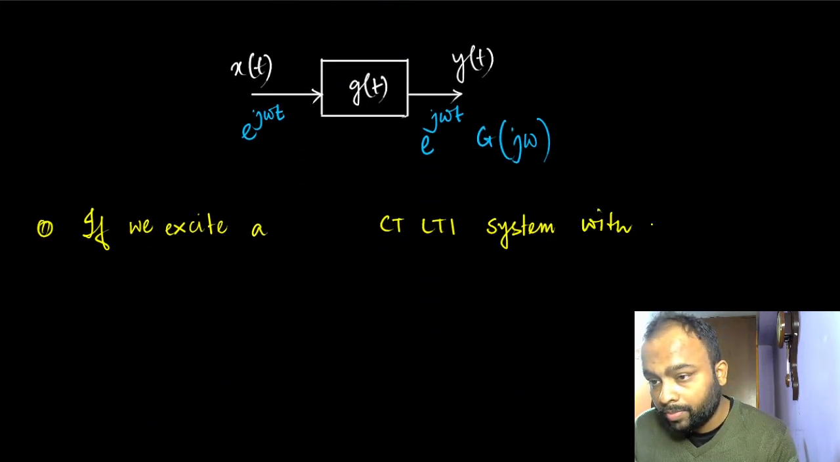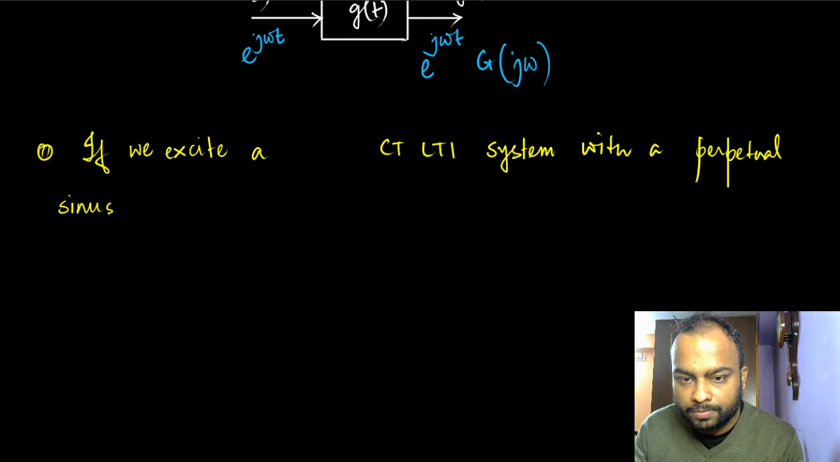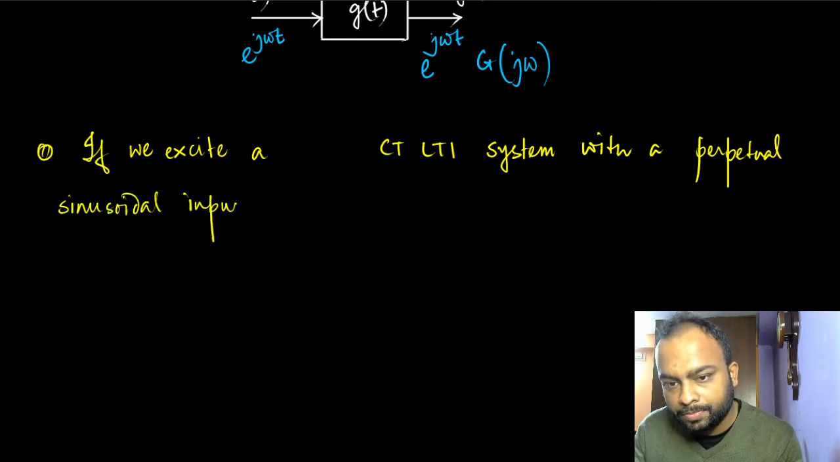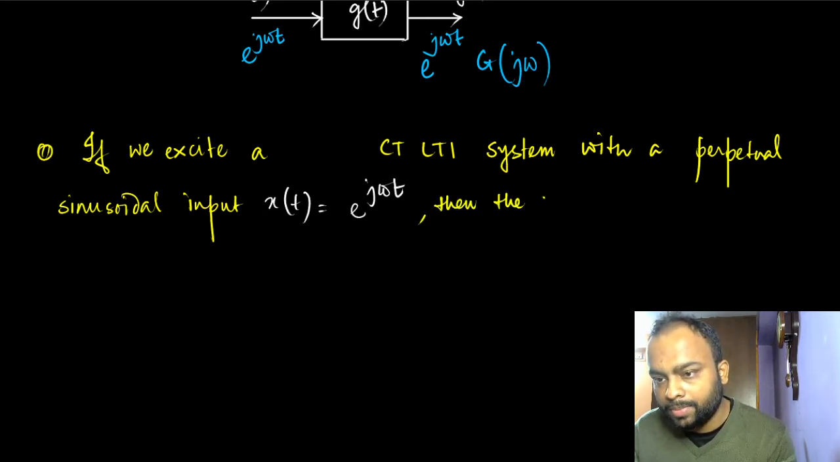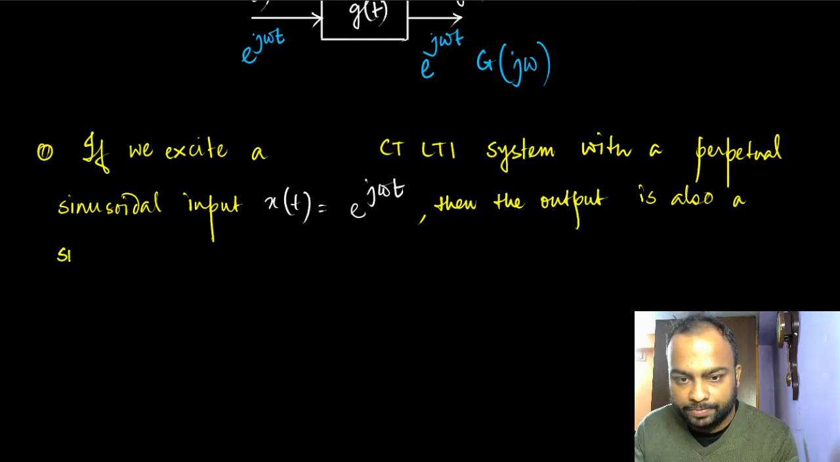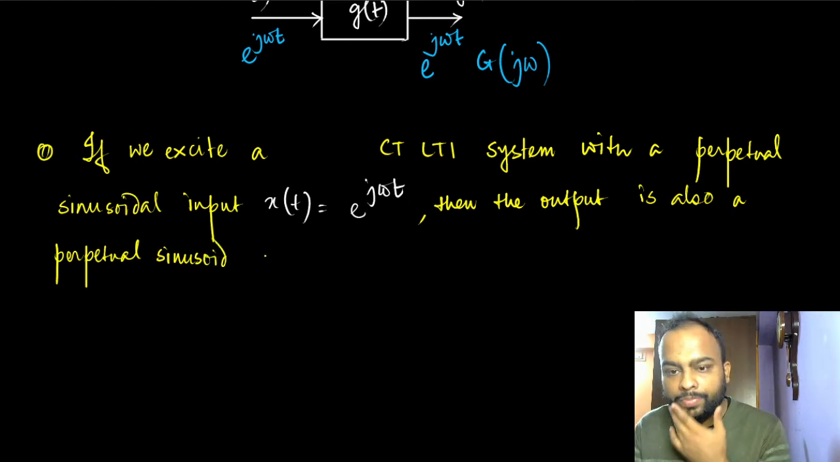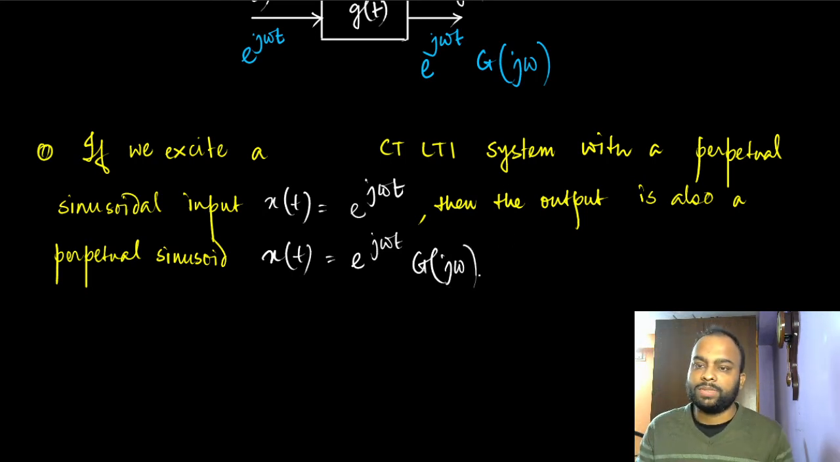with a perpetual sinusoidal input, and the input is e to the power j omega t, then the output is also a perpetual sinusoid, and let's define this as e to the power j omega t, times the Fourier transform of the impulse response, as we have seen.